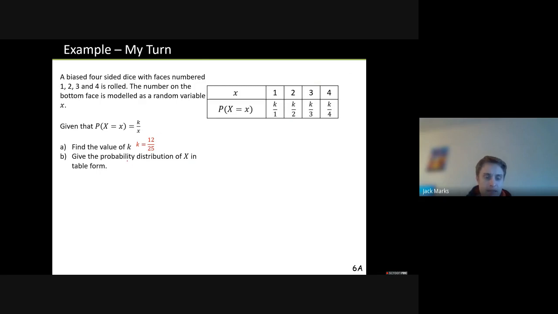Well, part B, give the probability distribution in table form. Well, what would you do now? Well, you need to put the result in. So if we put those results in, we'll get something like this.